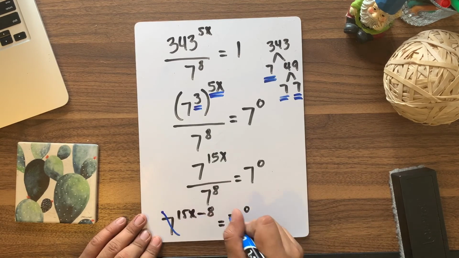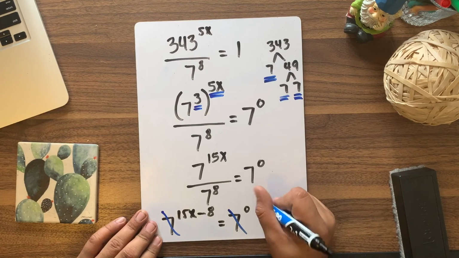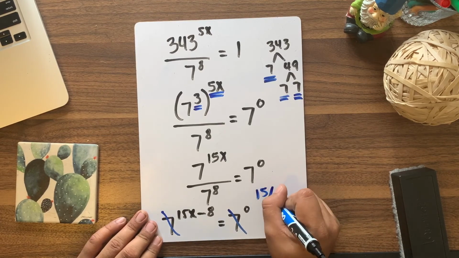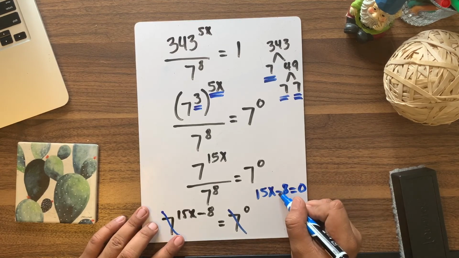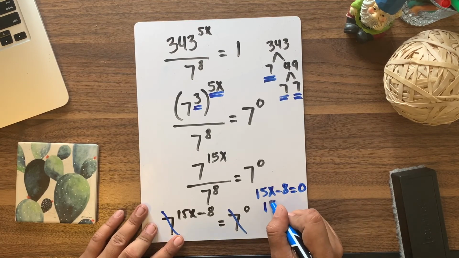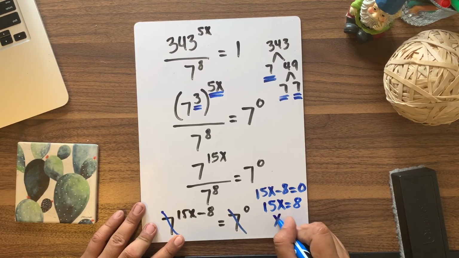This cancels, and you're going to end up with 15x minus 8 is equal to 0. Move the negative 8 to the other side, so it becomes positive 8. Divide by 15, and you end up with 8 over 15.